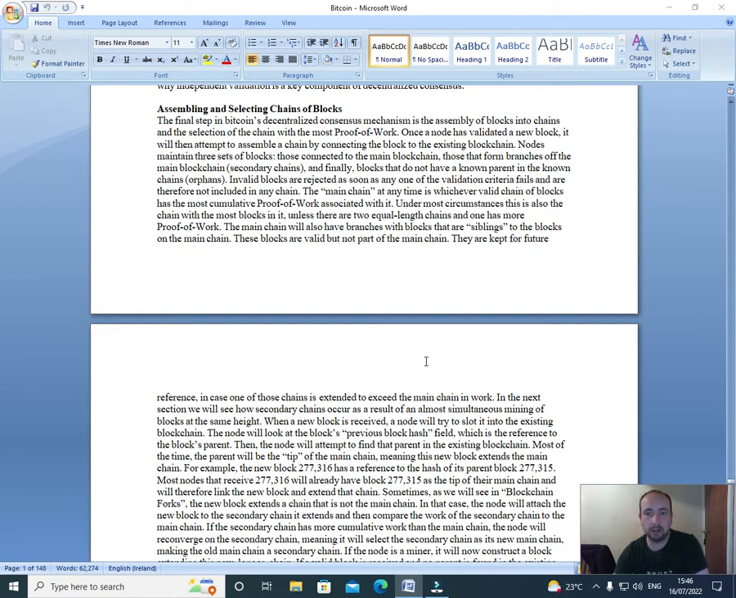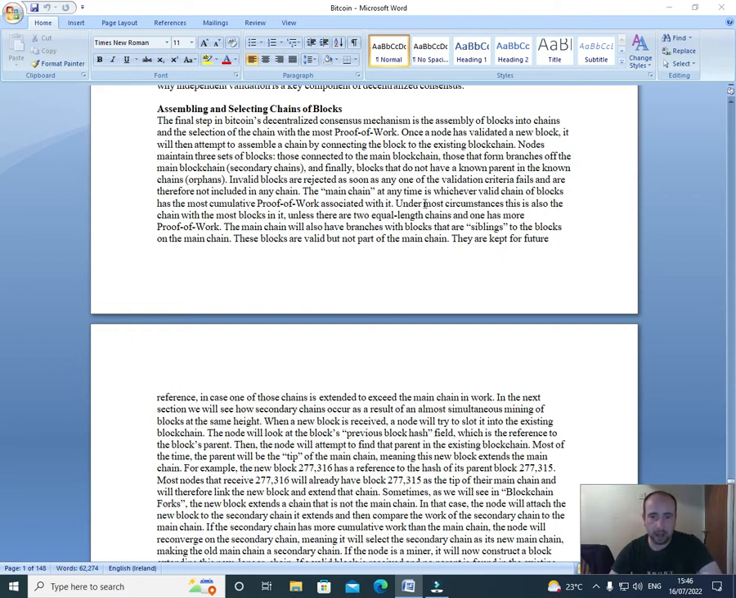Once a node has validated a new block, it will then attempt to assemble a chain by connecting the block to the existing blockchain. Nodes maintain three sets of blocks: those connected to the main blockchain, those that form branches of the main blockchain, secondary chains, and finally blocks that do not have a known parent in the known chains, orphans. Invalid blocks are rejected as soon as any one of the validation criteria fails, and are therefore not included in any chain.